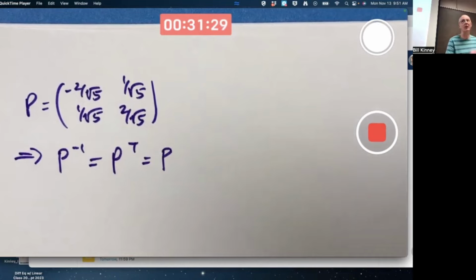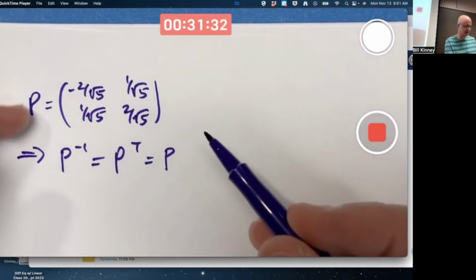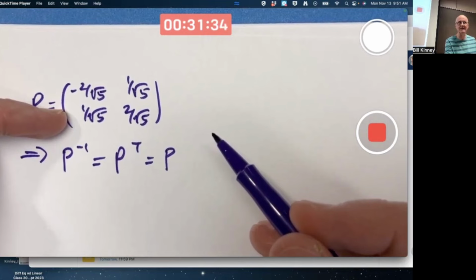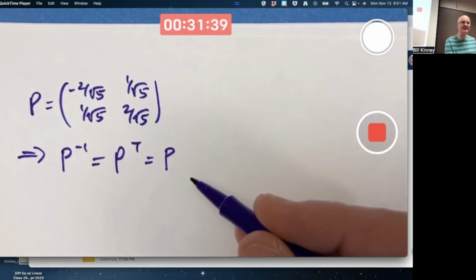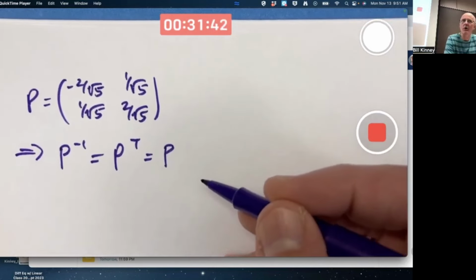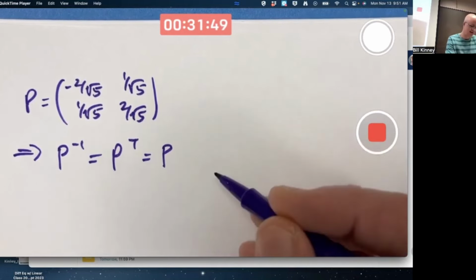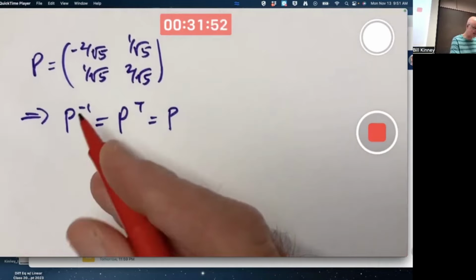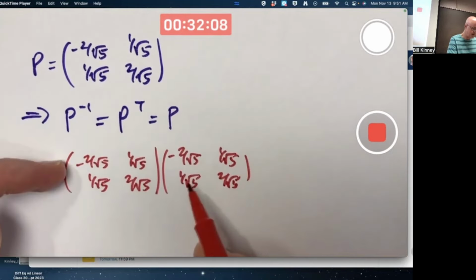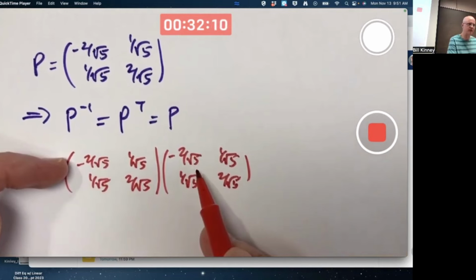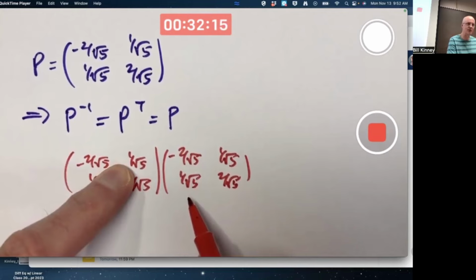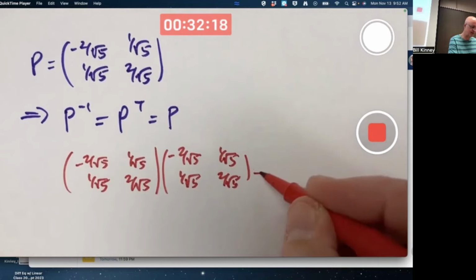And its transpose in this example happens to equal itself. It's symmetric. That won't always happen here. In fact, if I put the negative sign down there, it wouldn't have happened. This matrix is its own inverse. Weird, but true. You can check it. Multiply this matrix times itself. Negative 2 over root 5 times negative 2 over root 5 is positive 4/5. 1 over root 5 times itself is 1/5. 4/5 plus 1/5 is 1.